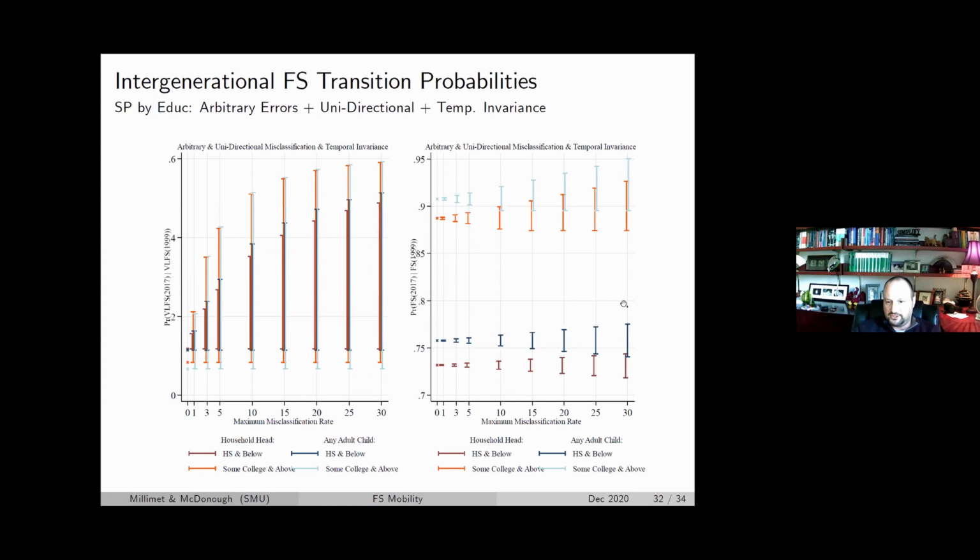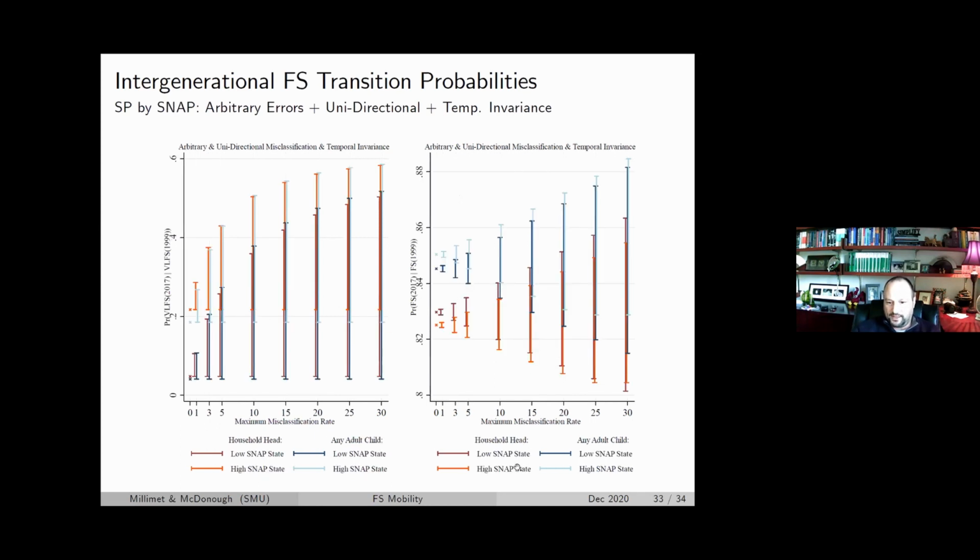If we break it up by education, again we see similar things. At the lower end, we can't say anything because the bounds overlap. And when we break it up by high SNAP states and low SNAP states, it looks like you can say something, but it's actually not what you think you can say. It actually looks like the reverse: if anything, there's more mobility in the low SNAP states than in the high SNAP states, I think. I can't remember.